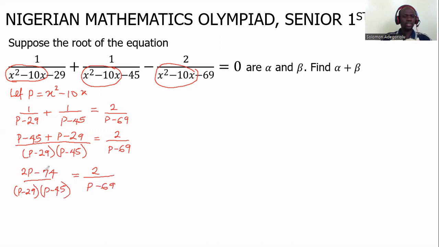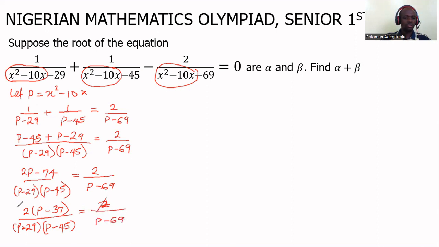Let's try and factorize this numerator here. Something is common, we can bring 2 out. That would be 2 into bracket P minus 74 divided by 2, which is 37. So we have P minus 37 in brackets, then over P minus 29 multiplied by P minus 45. This is what we have, then is equal to 2 over P minus 69.